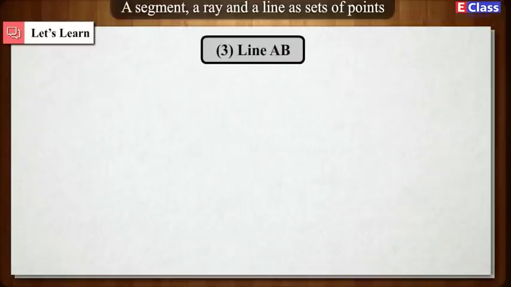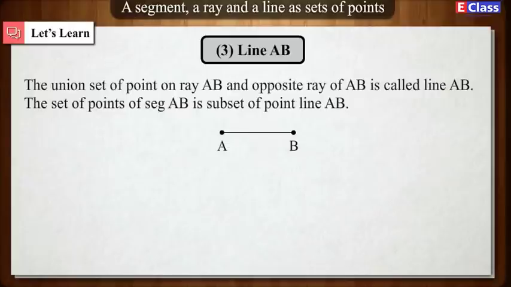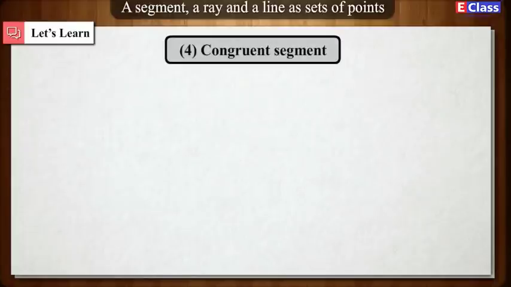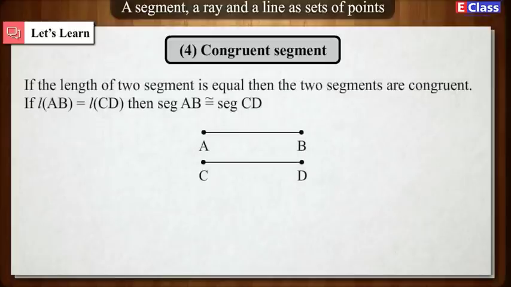3. Line AB. The union set of points on ray AB and opposite ray of AB is called line AB. The set of points of segment AB is a subset of the points of line AB. 4. Congruent segments. If the lengths of two segments are equal, then the two segments are congruent. If length of AB is equal to length of CD, then segment AB is congruent to segment CD.